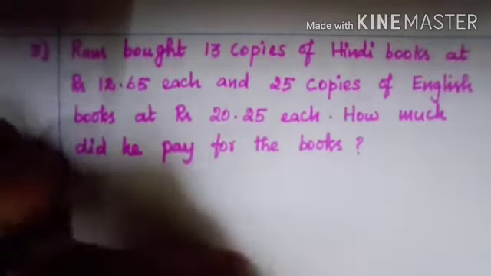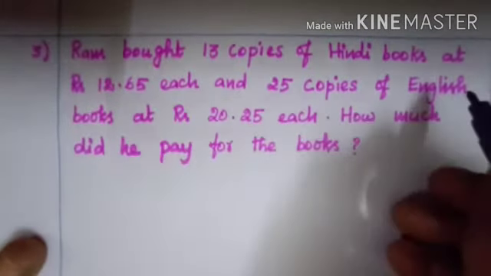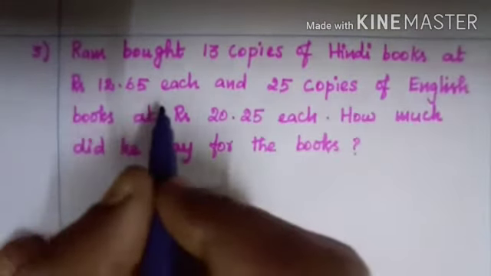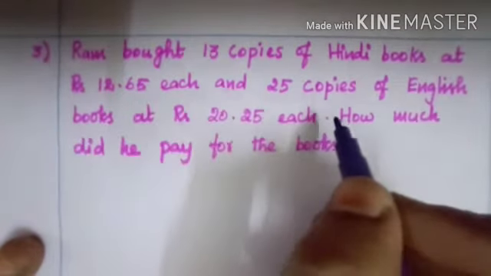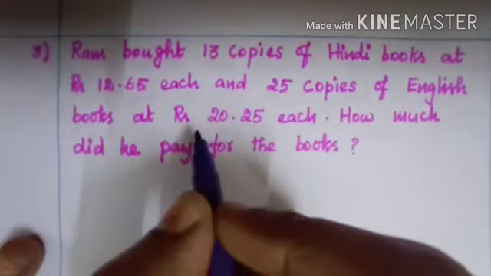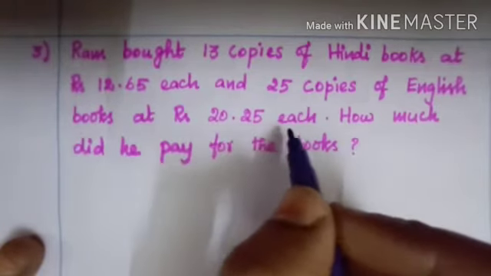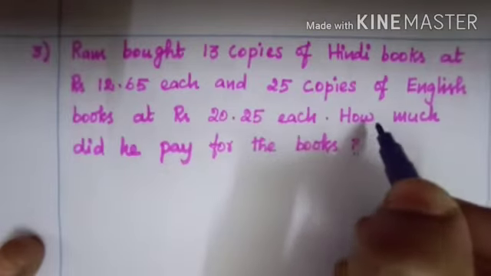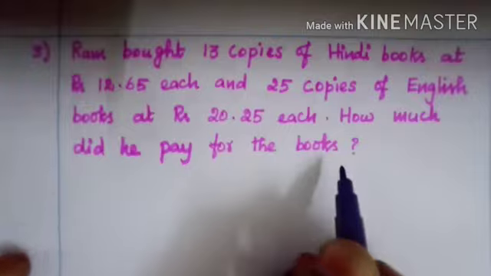First sum. Ram bought 13 copies of Hindi books at rupees 12.65 each and 25 copies of English books at rupees 20.25 each. How much did he pay for the books?